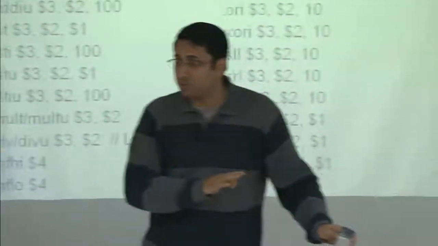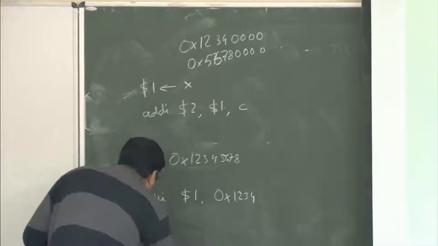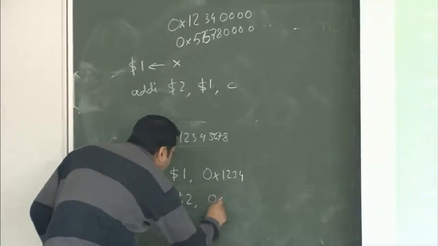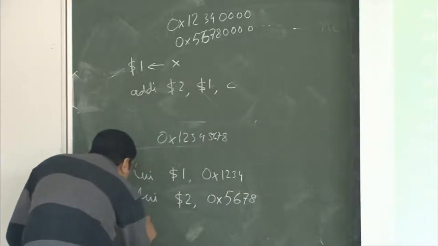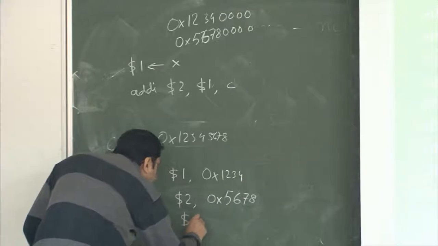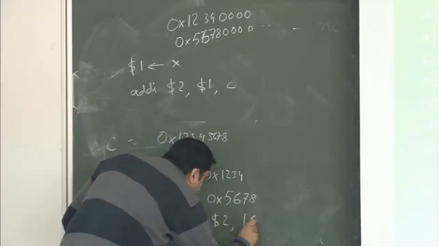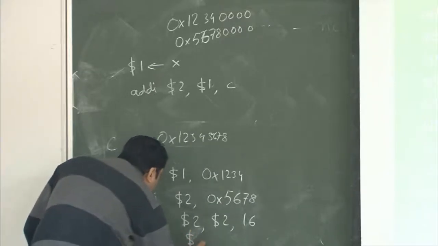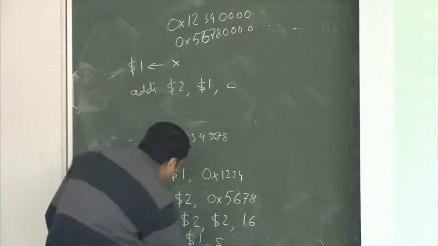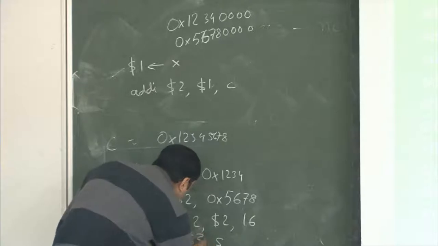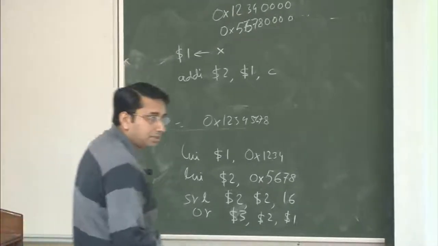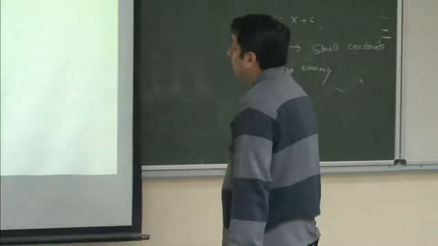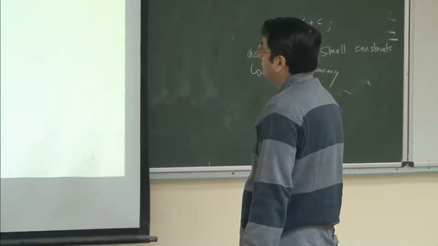Does everybody follow what he's saying? So he's saying, okay, let me write it down. We'll then optimize it. Five, six, seven, eight. Is that what you're suggesting? Can we optimize it? So we do a LUI first instruction and then do an add, add $1, 5678. Add immediate, you mean? Yes, sir.